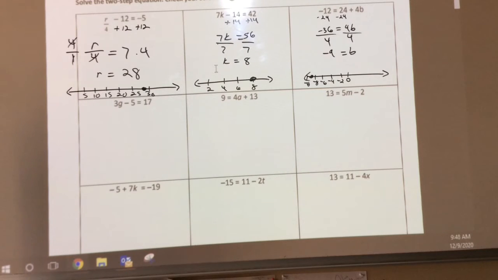Hey, on your test, this is what your test is going to look like on Friday. Solving questions like this with models, as well as being able to figure out, if I give you a bunch of answers, which one works, which is what we're going to do tomorrow. Okay? All your test is two-step equations. Do you feel decent about it?